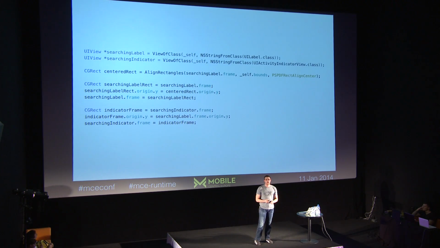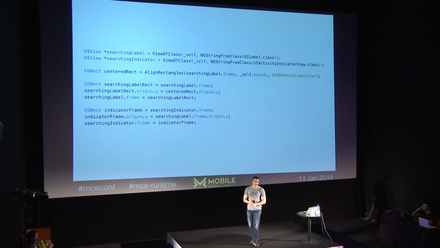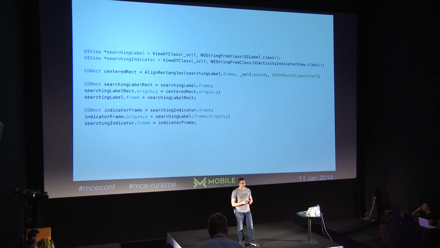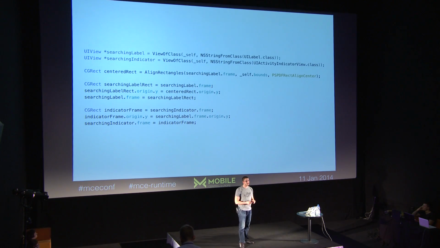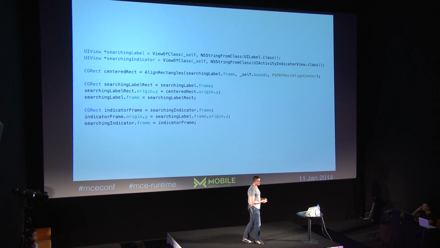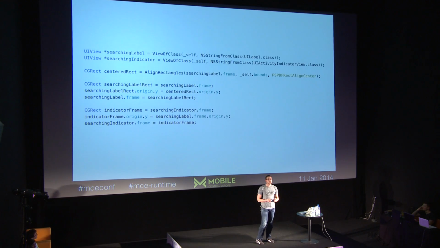So this is the code that would fix the problem. It's probably not the most elegant code. I use some helper methods to get the label and the activity indicator view. You could simply use KVC, but usually I use a helper that actually queries the view hierarchy and pulls out the first label or the first activity indicator it finds.